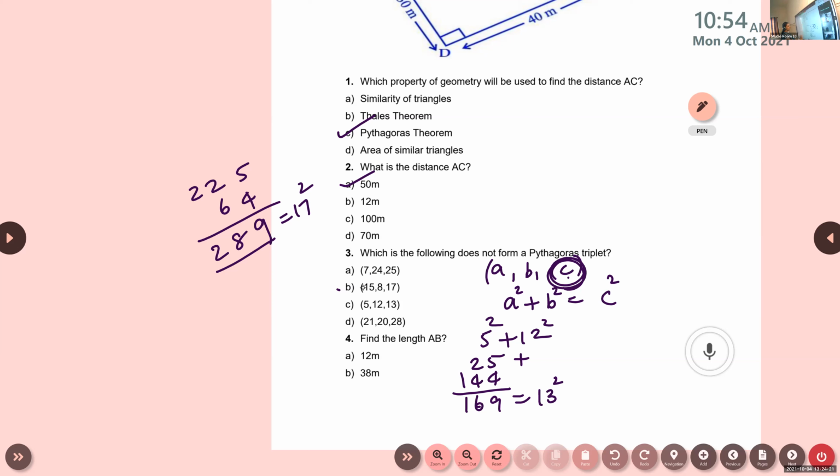Then which one is wrong? Which is not satisfying? Which is not a Pythagorean triplet? 15, 8, 17. Is it correct? 15 square is 225. 8 square is 64. When you add this, you are getting 289. So what about 17 square?